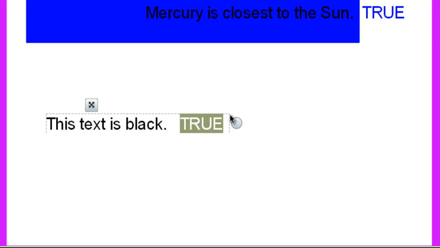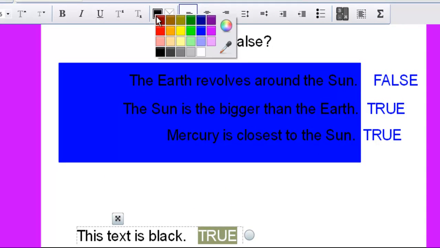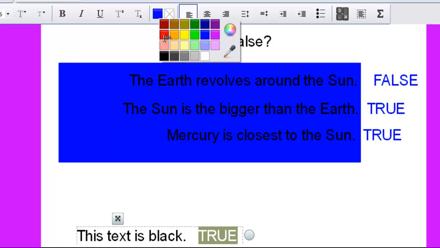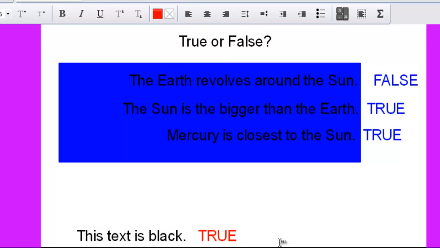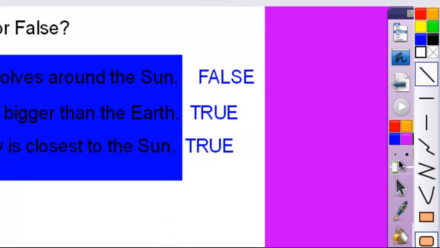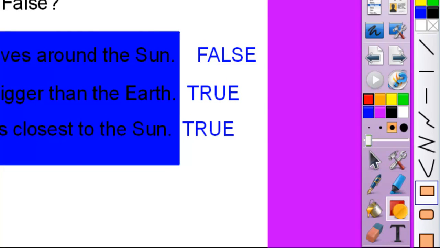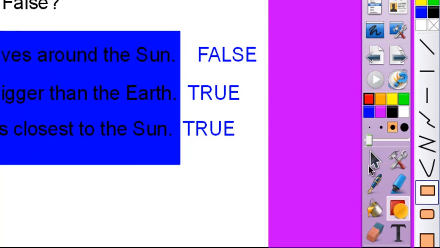So now that I've selected the word true, I'm going to change its color by using the toolbox. And so I changed it to red because I'm going to use a red square this time. Now I come over and select my shape tool. I'm also going to select red for the inside color and the outline color. And I'm going to draw a box somewhere on the page.